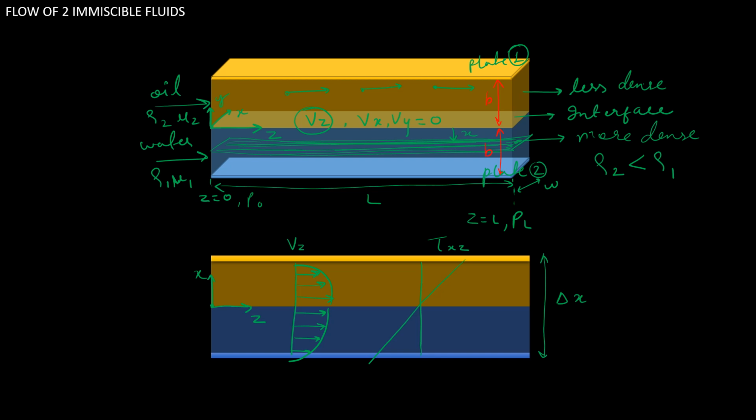So somewhere at x upon b, we will get minimum shear stress, where we will find maximum velocity, Vmax. So this will be the plane of zero shear stress.